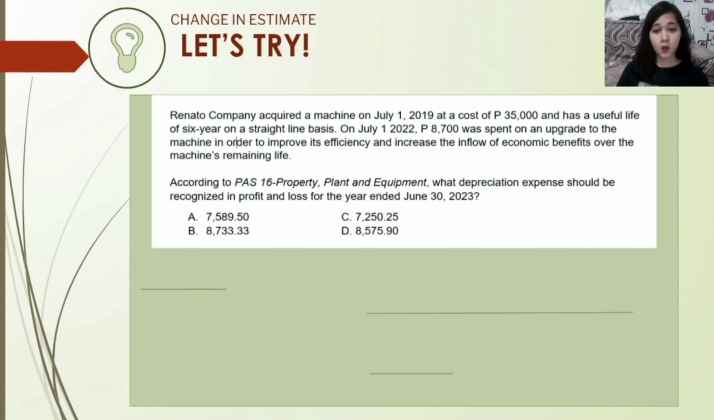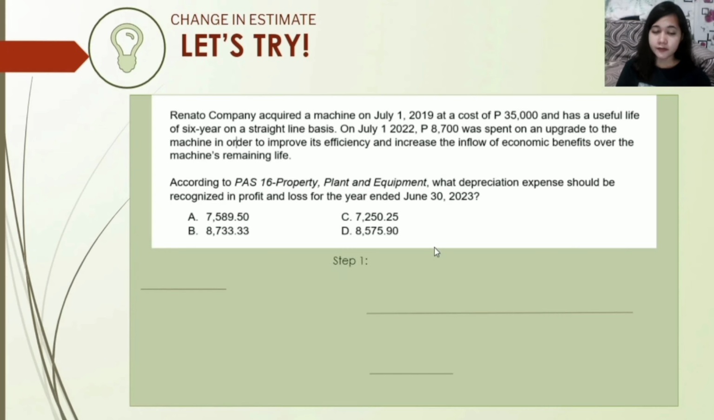Renato Company acquired a machine on July 1, 2019 at a cost of 35,000 and has a useful life of 6 years on a straight line basis. On July 1, 2022, 8,700 was spent on an upgrade to the machine in order to improve its efficiency and increase the inflow of economic benefit over the machine's remaining life. So guys, clearly, this is a capital expenditure because it improves efficiency and increases the inflow of economic benefit. Question: according to PAS 16, Property, Plant, and Equipment, what depreciation expense should be recognized in profit and loss for the year ended June 30, 2023?